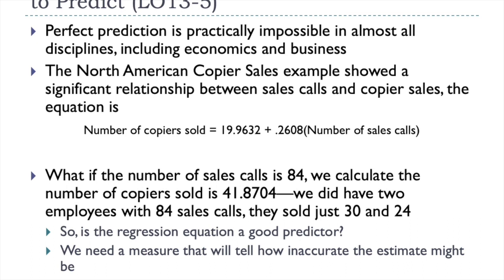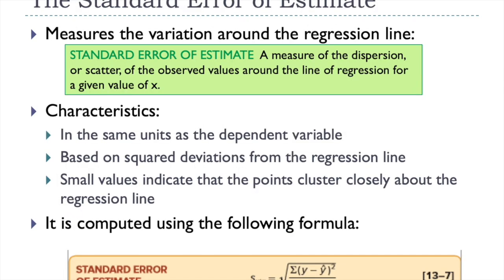So what does this mean? Is our regression equation a good predictor, or is it not? We need a measure here that will help tell us how inaccurate the estimate might be. So to do that, we're going to have this new statistic here called the standard error of the estimate.